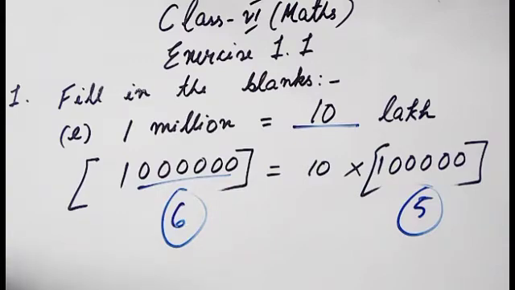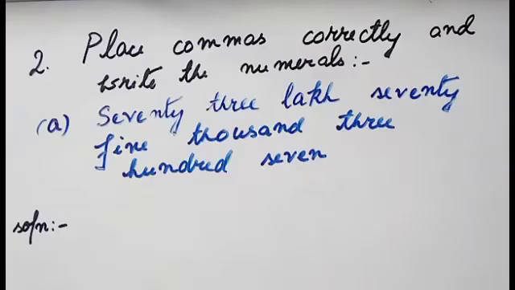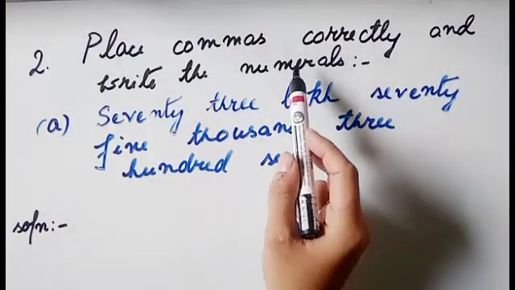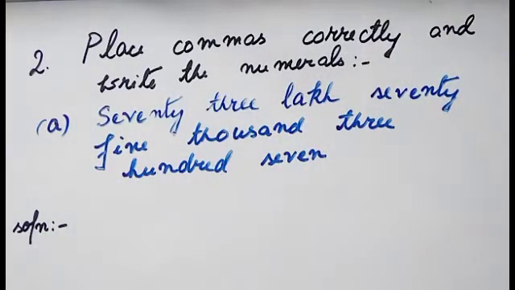Okay. Let us try our next question number 2. Okay, next, students, let us read our question number 2. So question number 2 says, place commas correctly and write the numerals. Okay, place commas correctly and write the numerals. So in the question, they will be giving us a number name and we have to write the numerals of the given number name. And after writing the numeral, we have to place commas according to the given system.